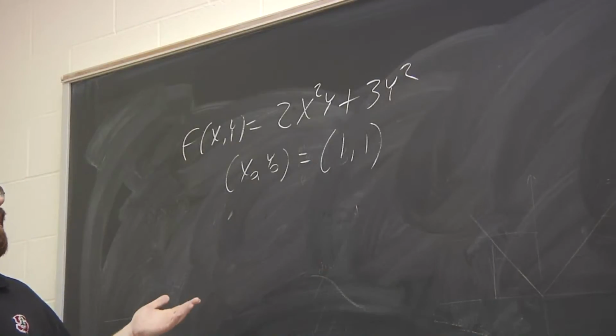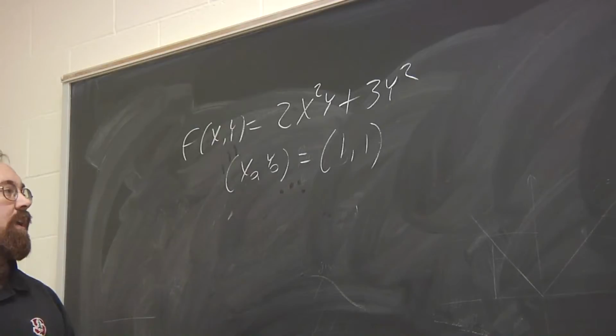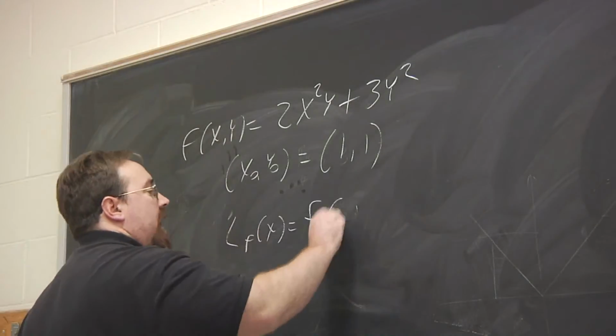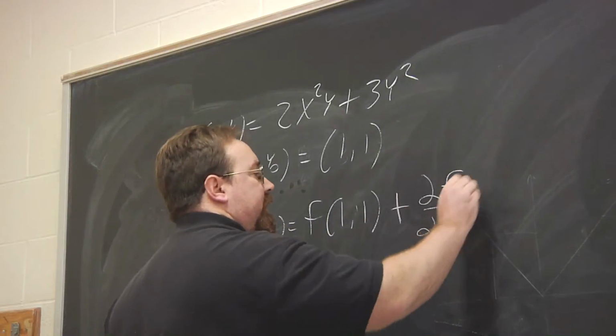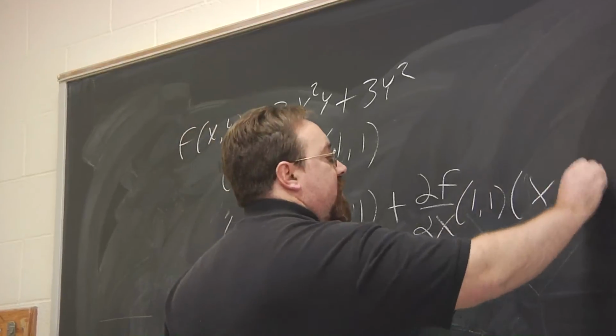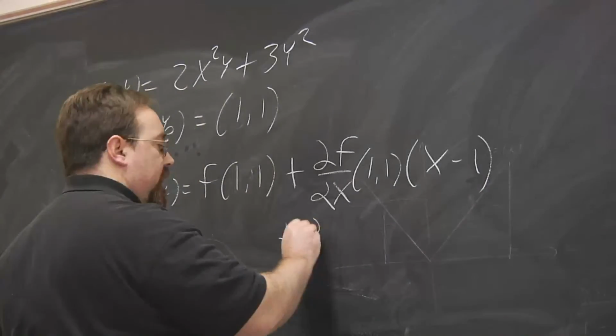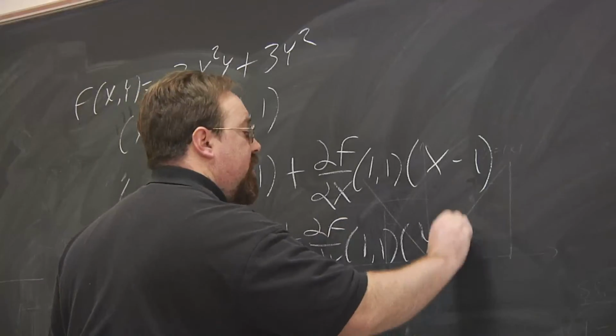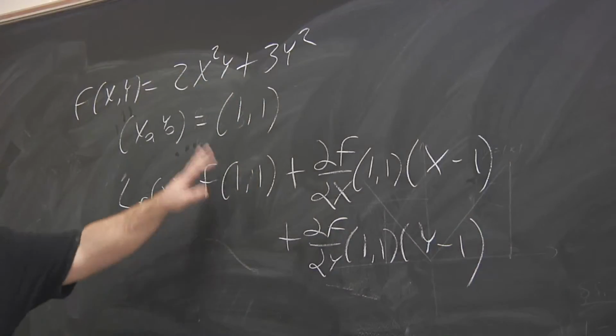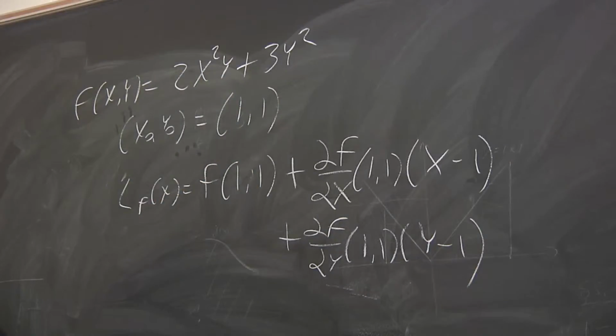So to get the linear approximation of this function at this point, we need f(1, 1) plus the partial with respect to x at this point times a change in x, so we're going to have x minus 1 here, plus the partial with respect to y times a change in y. So everything's skewed around this point. In order to complete this, we need the partial derivatives. So, practice your partial differentiation.